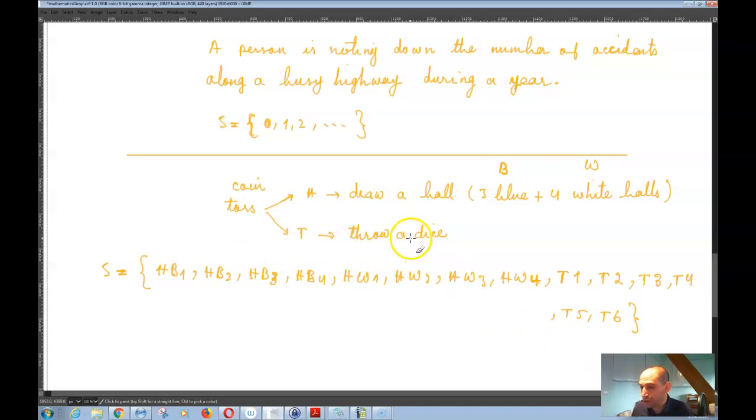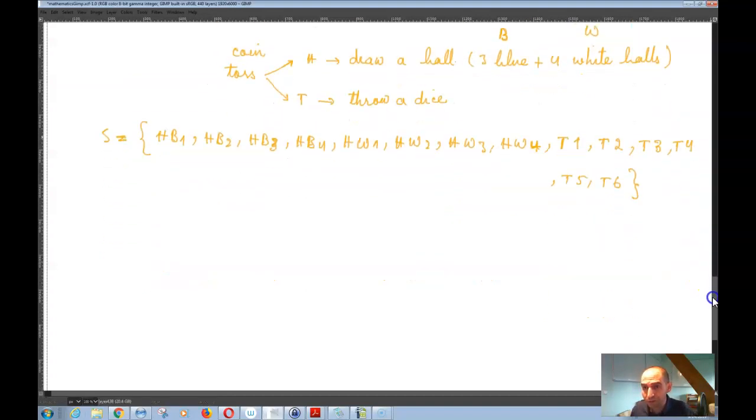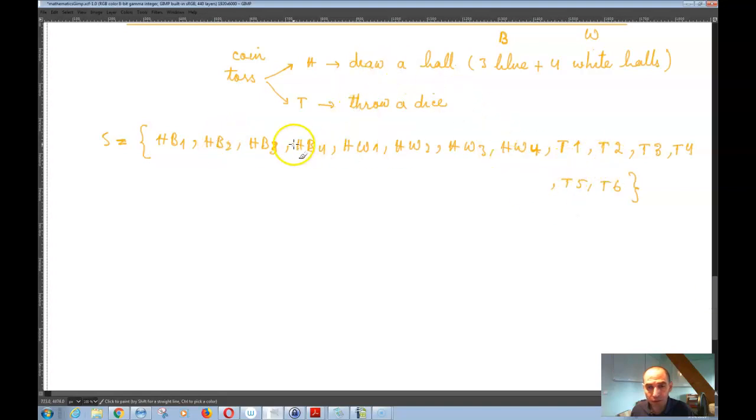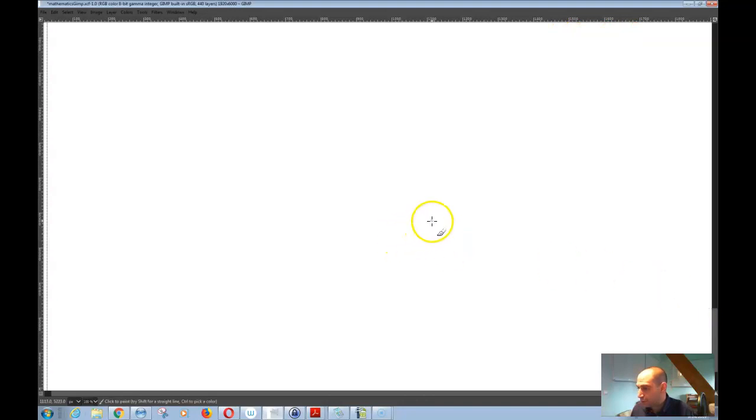So here HBi means head on the coin and ball Bi is drawn, and HWi means head on the coin and the ball Wi is drawn. Similarly, Ti means tails on the coin and the number i on the dice. Okay, so that's clear. You just need to write down what your assumptions were. For example, H denotes heads, T denotes tails, and so on.